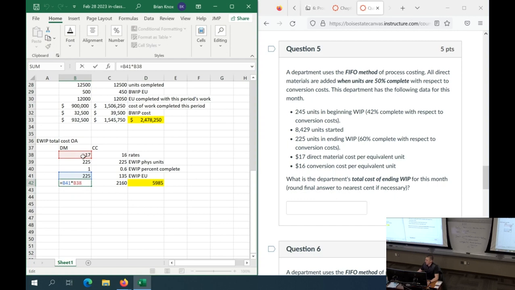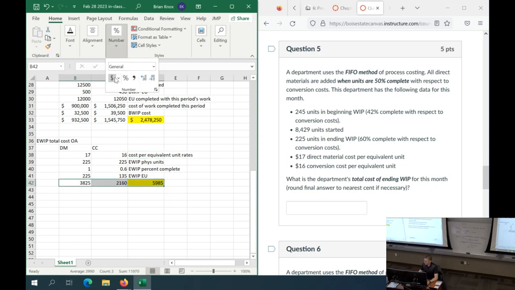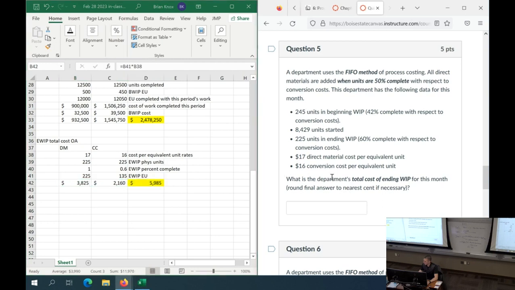Yes. I multiplied the direct materials rate by the ending WIP equivalent units. No problem. These are cost per equivalent unit rates, so they're dollars over equivalent units. So I'm going to multiply by equivalent units to end up with dollars here at the end, which is what it's looking for, total cost in dollars here. So let's see if we can put that in there. It does not like the extras there.